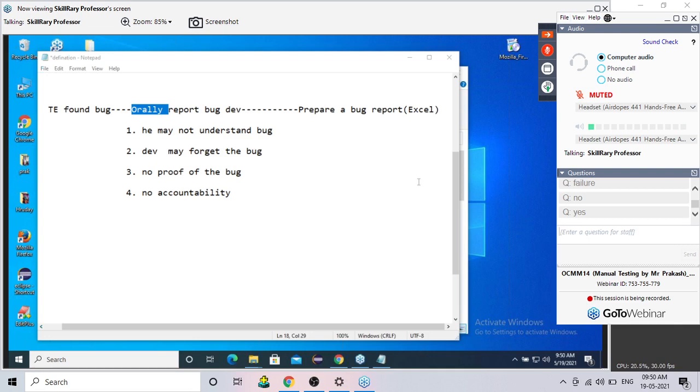Second problem. Since a test engineer finds n number of bugs in a day, the developer may forget the informed bugs.